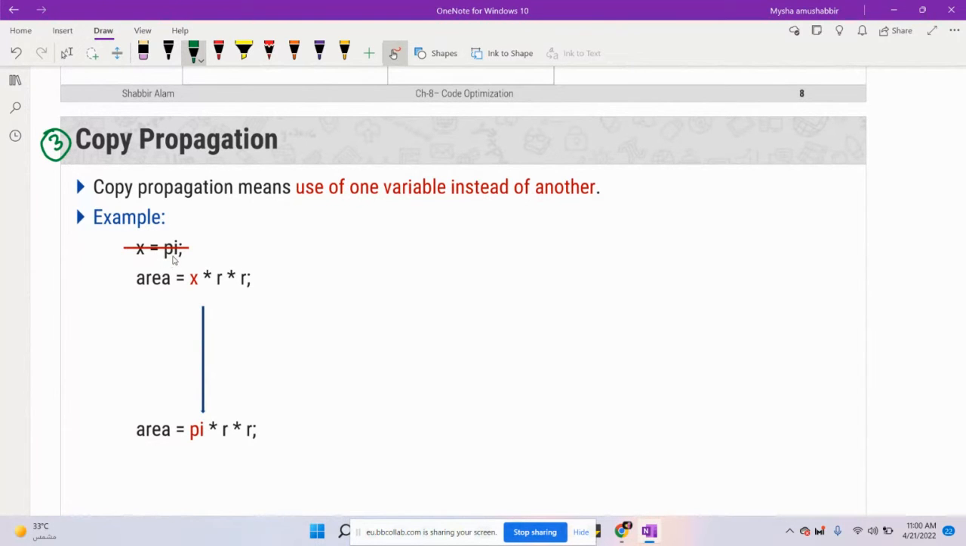For example, here x equal to pi and area equal to x multiply r multiply r. So what is the use of x? No need. Maybe if I write here, suppose x equal to a, right? And I will write here s equal to x plus b. So this is the unnecessary line. Why will I assign x equal to a? No need. We can directly put here s equal to a plus b. So no need of this.